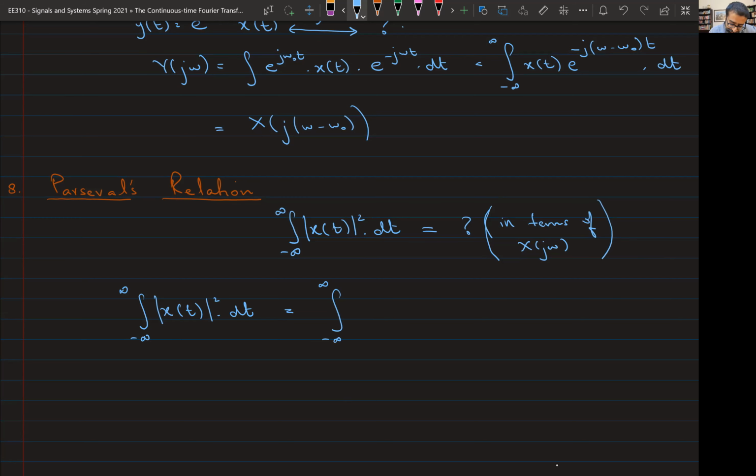So the first step is x of t times x conjugate of t. Thank you, Talha. So x of t times x conjugate of t is the absolute value of x of t, squared. How can I relate this to x of j omega? If I were to put this x of j omega here, what do I do? Anyone who has any ideas?